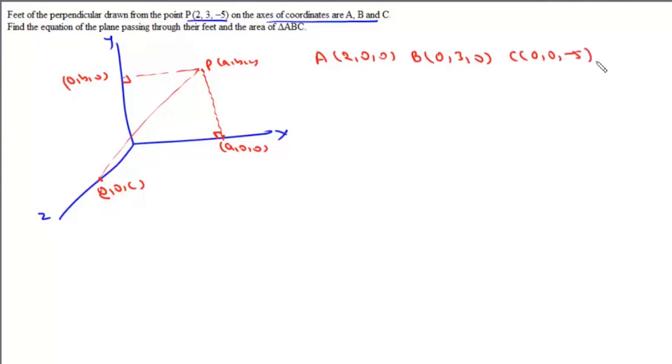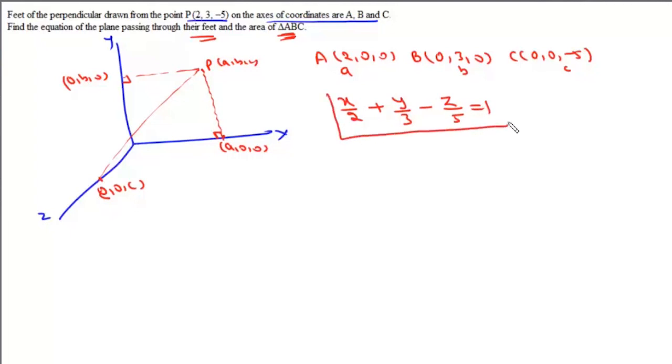Now we need to find the equation of the plane passing through their feet, and we'll also need to find the area of triangle ABC. These are nothing but the intercepts A, B and C. So the equation of this plane will be given by x upon 2 plus y upon 3 minus z upon 5 equals 1. So this is the equation of the plane passing through their feet.